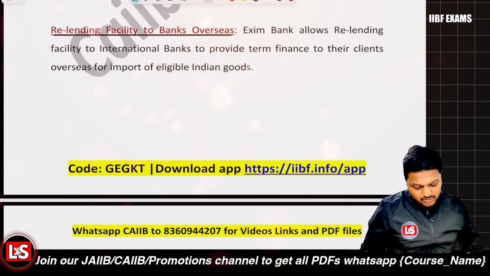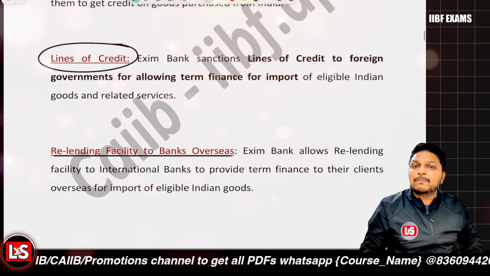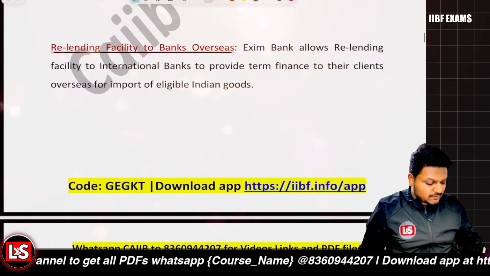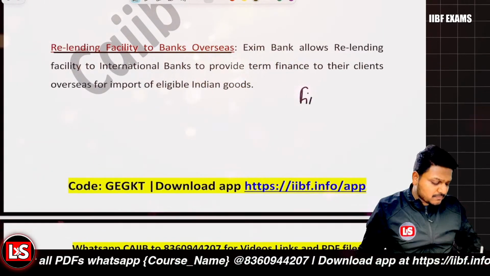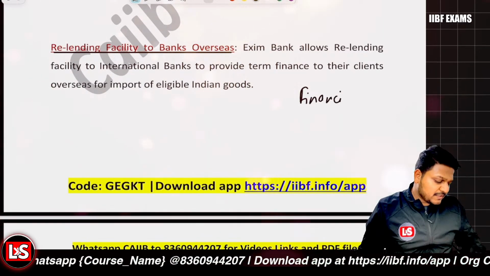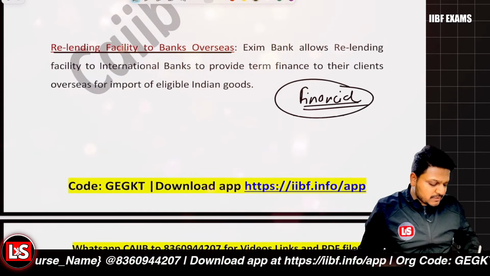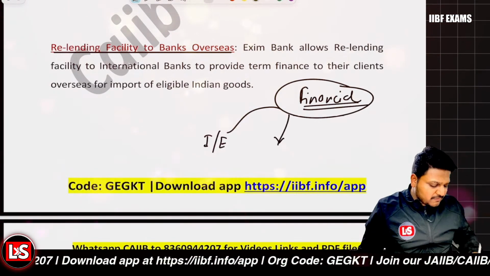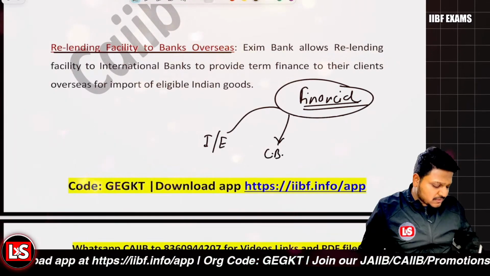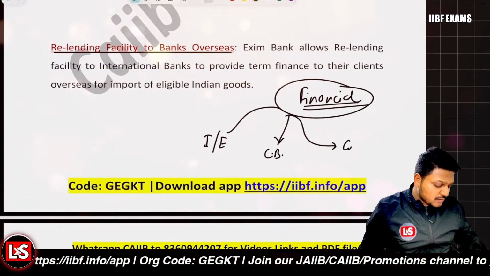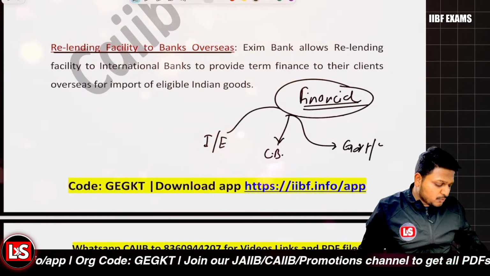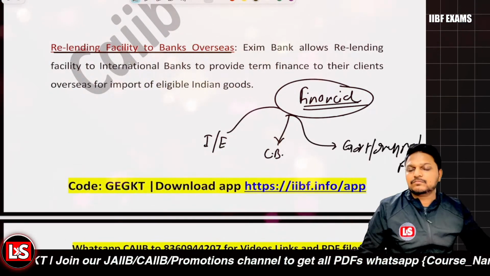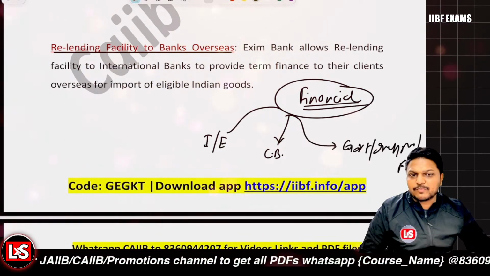Clear with it? So that's about the financial program on behalf of the Exim Bank. When we talked about the financial program, it was in three tranches. One was related to the importers and exporters. The second was related to the commercial banks. And the third was related to the government or importers, or financial institutions overseas.